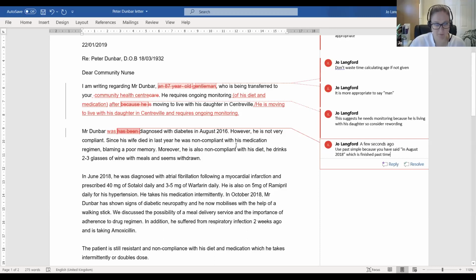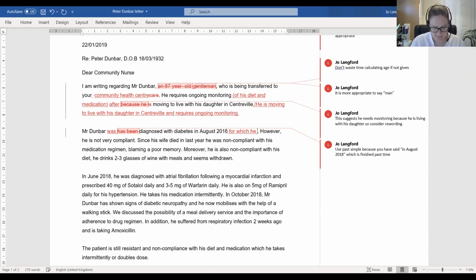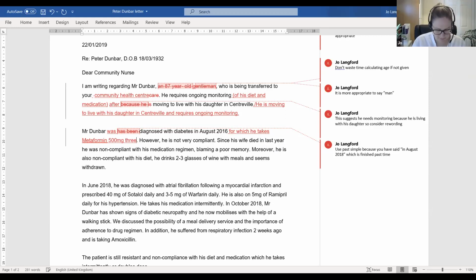Okay, with diabetes, however, he is not very compliant. He's not being compliant with his medication. Now, I think we perhaps need to mention his medication somewhere. It's not mentioned later in the letter, so it might be a good idea to say this here, for which he takes metformin. I think it's 500 milligrams 3 times a day.